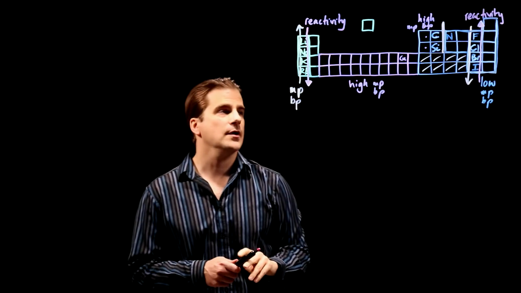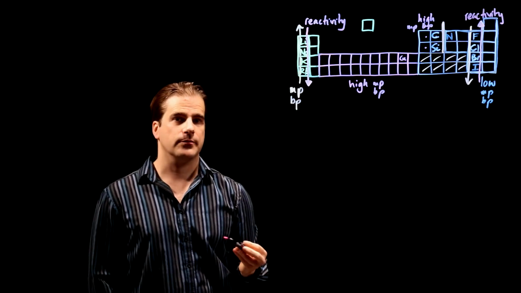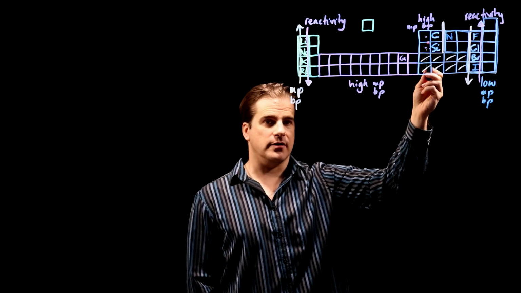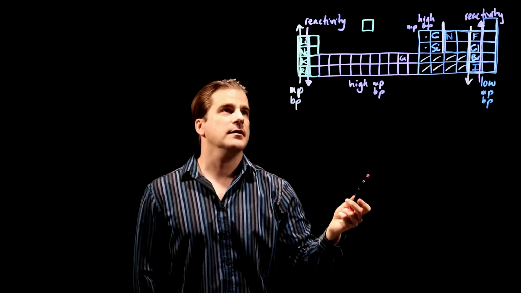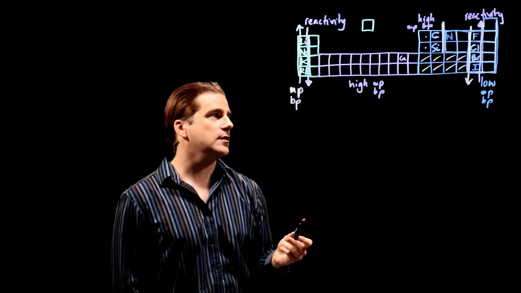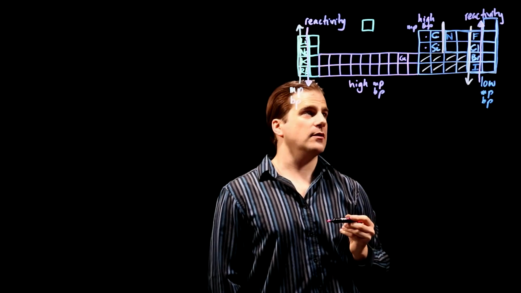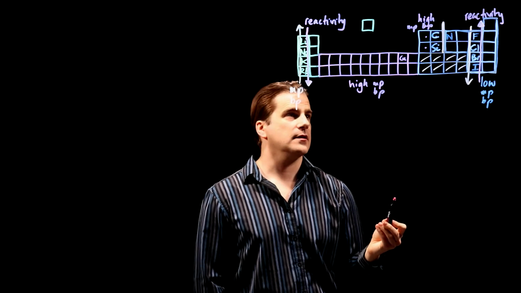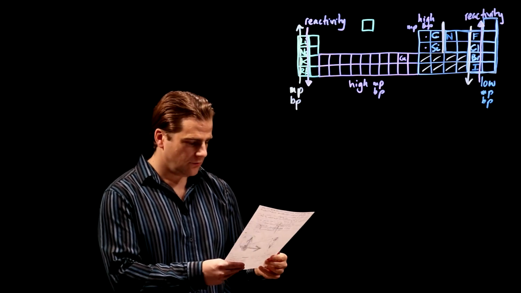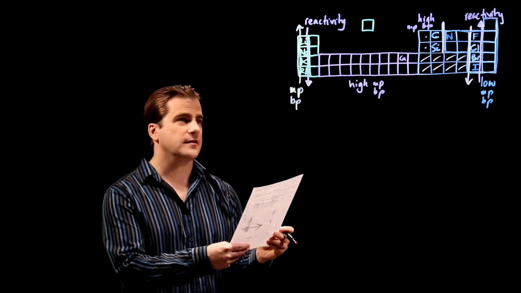So what that means is that reactivity increases as you move down group 1. And reactivity increases as you move up group 7. Or, put it another way, reactivity decreases as you move up group 1. And reactivity decreases as you move down group 7. So, to actually answer the question, give one other difference between the properties of copper and potassium.